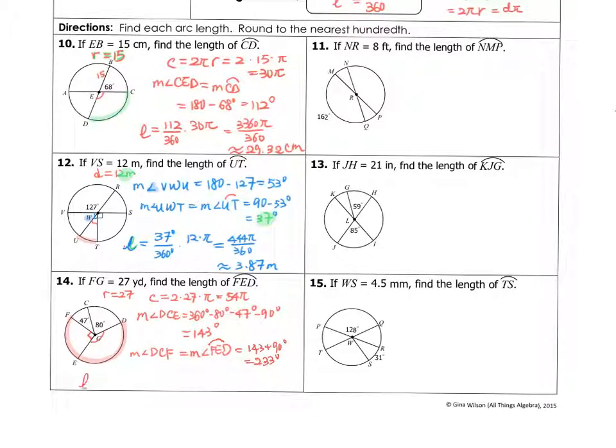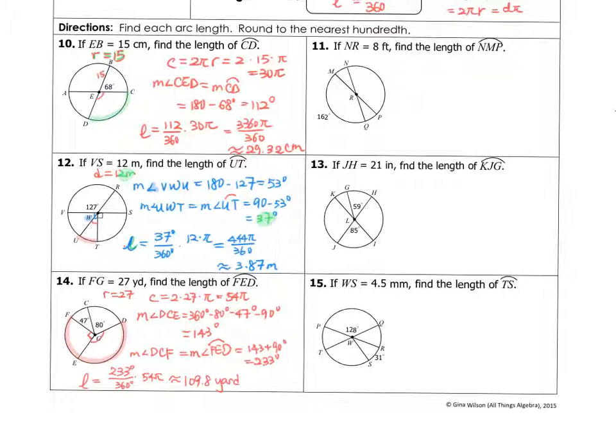So now I put it together. The length is the central angle I'm looking for, where the arc measure is 233 degrees over 360. Use that proportion multiplied by my circumference, which is 54 pi. And I should have eventually 109.8 yards for that length.